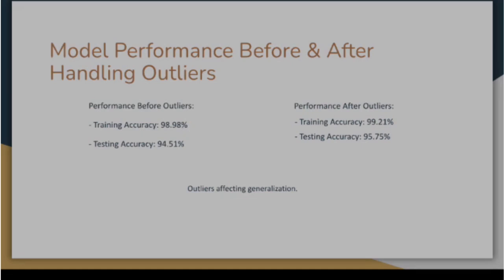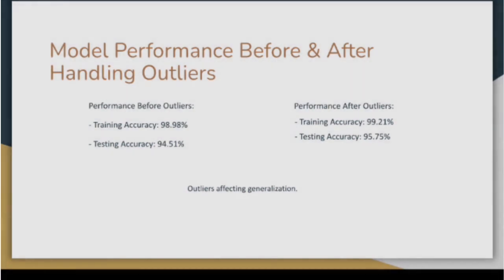After handling outliers, the training accuracy is 99.21% and testing accuracy is 95.75%. By removing outliers, especially in features like insulin and BMI, the model's ability to generalize improved, resulting in better testing performance.